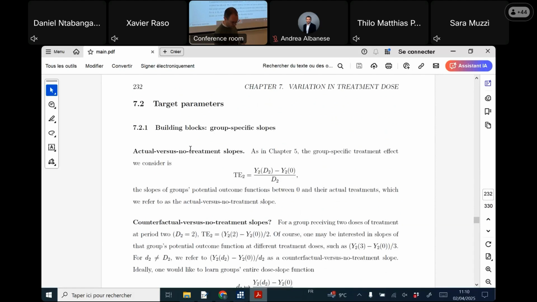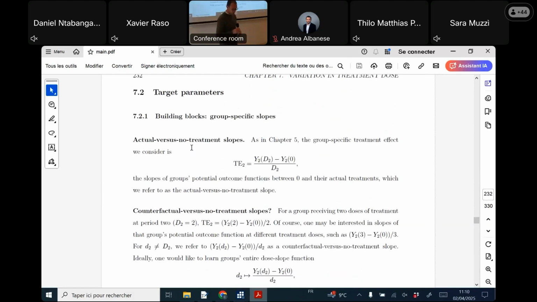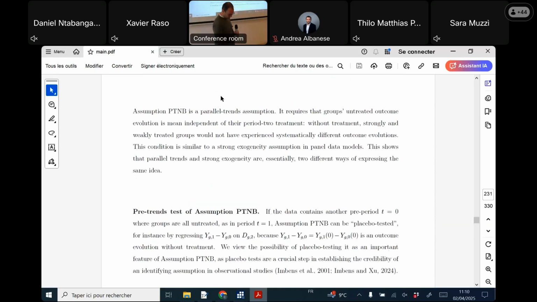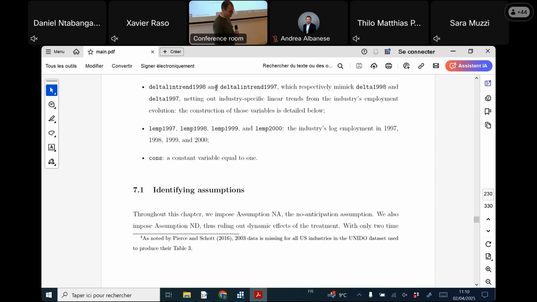Okay, so what are going to be our target parameters? Usually the way econometricians do things is that they define target parameters, and then they define identifying assumptions. Here I'm making a very subtle change, but one that would not escape most econometricians, which is that I'm doing the opposite. I'm defining an identifying assumption, and then I'm going to define my target parameter.